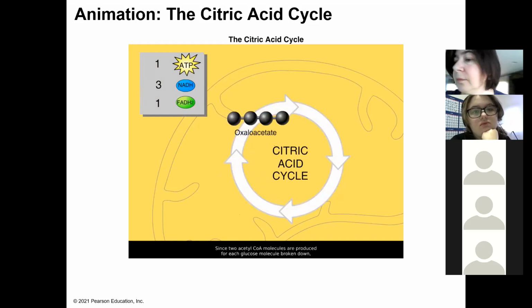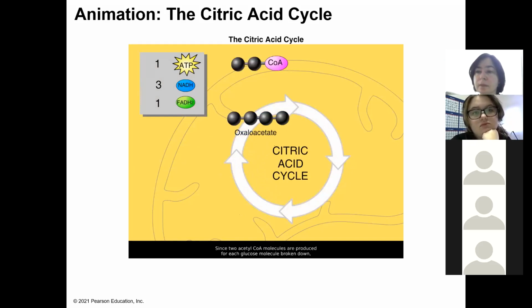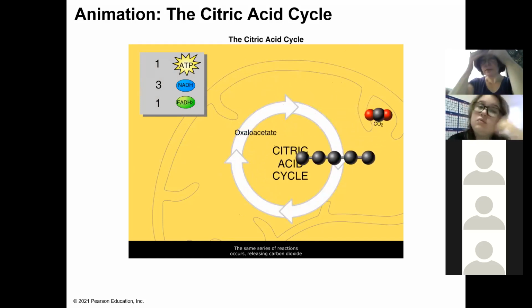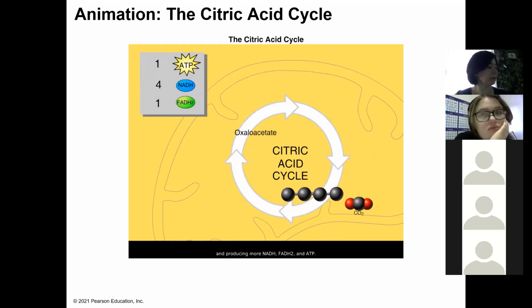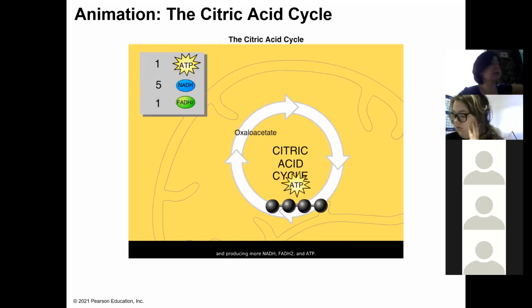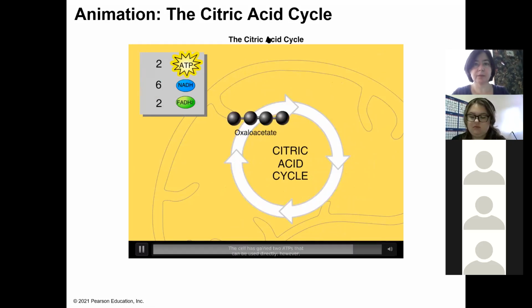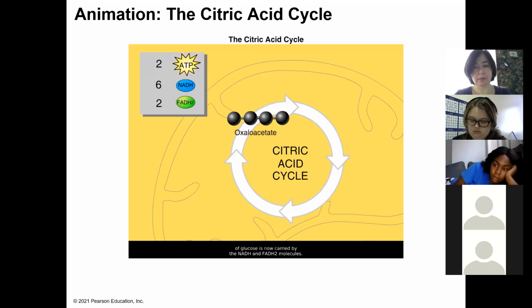Since two acetyl-CoA molecules are produced for each glucose molecule broken down, a second acetyl-CoA enters the citric acid cycle. The same series of reactions occurs, releasing carbon dioxide and producing more NADH, FADH2, and ATP. The cell has gained two ATPs that can be used directly. However, most of the energy originally contained in the bonds of glucose is now carried by the NADH and FADH2 molecules.